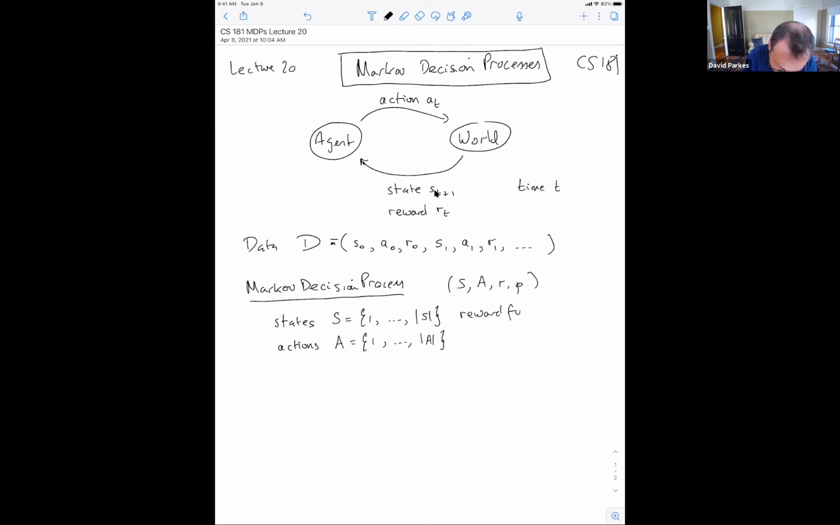Reward function R of S and A, which gives you a reward, a number, for taking action A in state S, and then a transition model, which gives you the probability of the next state being S prime, given that you take action A in the current state. So the robot tries to pick up a dish. The next state might, with some probability, be that it's holding the dish and the dish is no longer on the floor, or with some probability, the dish is now broken and there are bits of the dish on the floor.